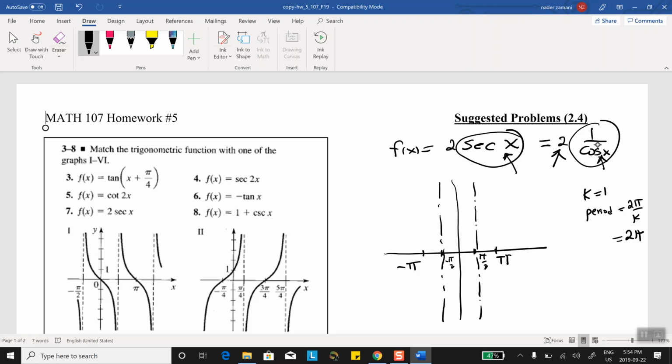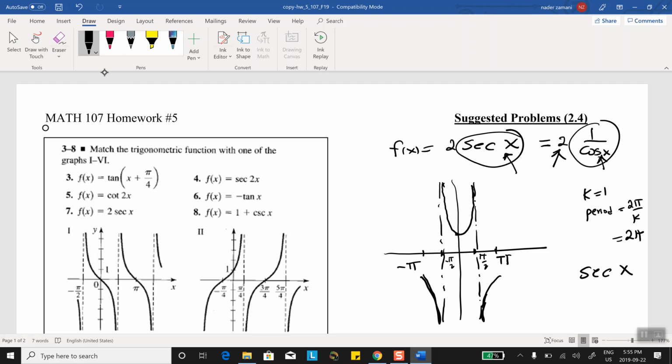Secant of 0, which is 1 over cosine of 0, is 1. So the graph of secant, when we did it in class, it looked like this. And then when x is, for example, pi, 1 over cosine of pi is 1 over minus 1, so it goes like that. So this black curve that you see is secant of x.